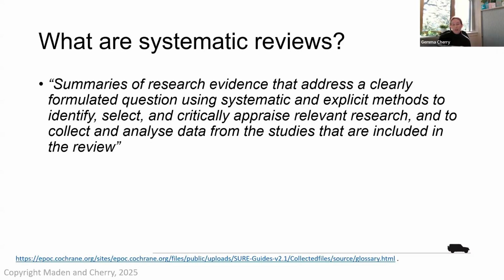So we've pasted the Cochrane definition here. The Cochrane Collaboration defines systematic reviews as summaries of research evidence that address a clearly formulated question using systematic and explicit methodology to identify, select, and critically appraise relevant research and to collect and analyse data from the studies that are included in the review. So essentially, a systematic review is a transparent way of bringing together the findings of all available evidence relating to a specific research question, taking into account the quality or risk of bias of that evidence.